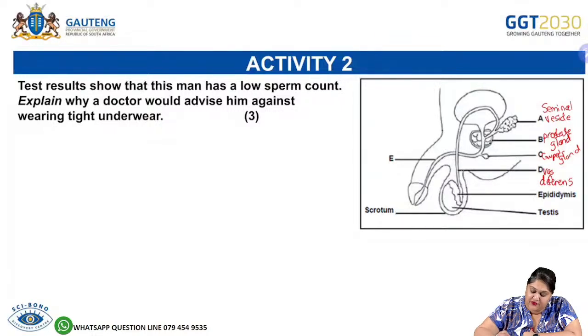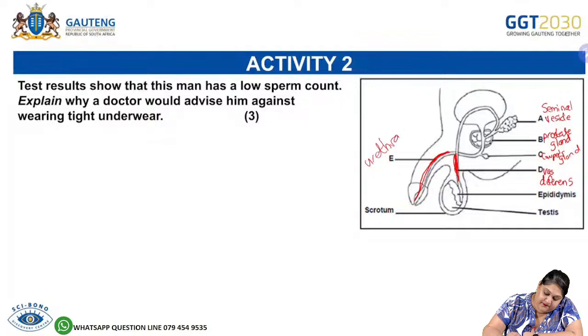Because you see, how you know is that you must see which is the tube, where is the tube coming from, where is it going to. That's how you know that one is the vas deferens. And this one, which is coming through the penis, that one is the urethra. Okay, then we've got the scrotum, the testes, and the epidermis. Let's look at the question.